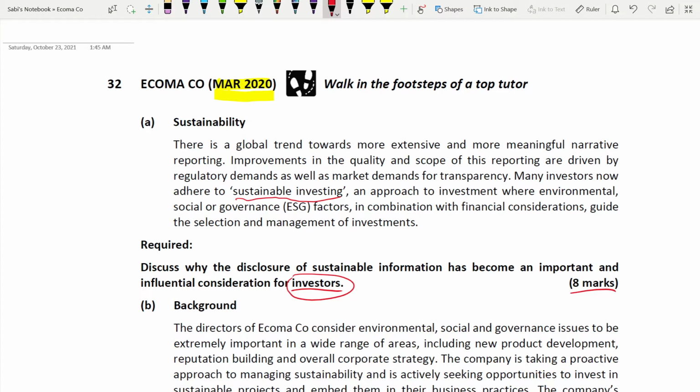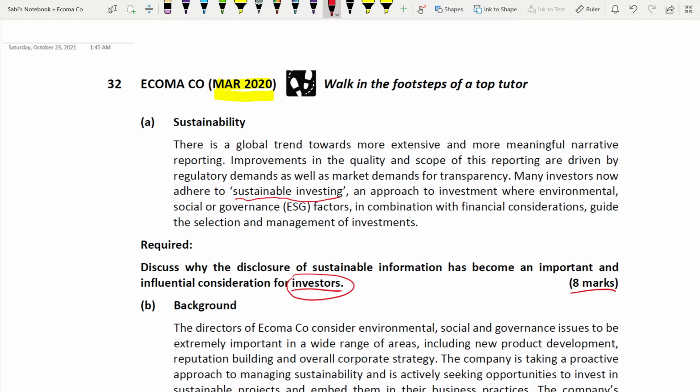At least go and see, so that when you go to the exam, you don't panic. It should not come to you as a shock: what is this? I've never seen this. What is this sustainable investing? I never came across this word.